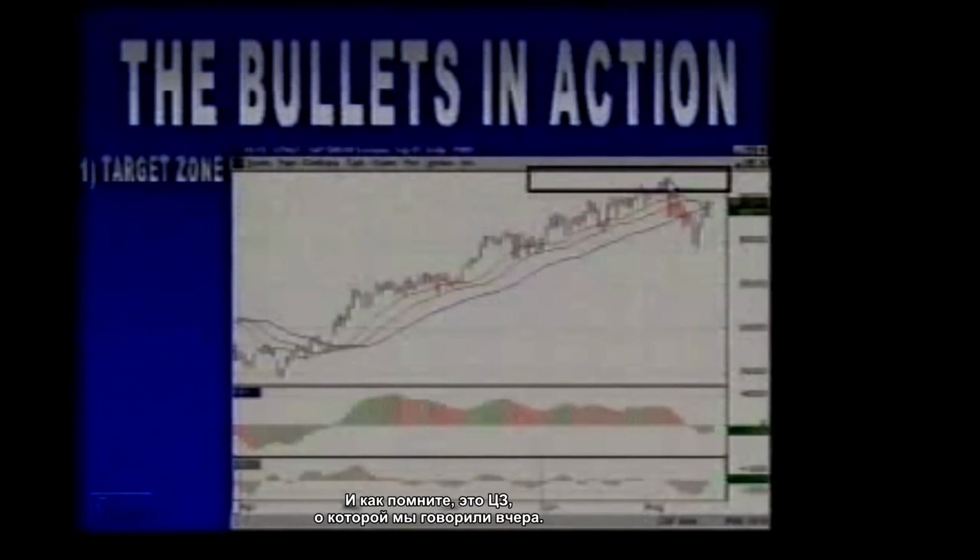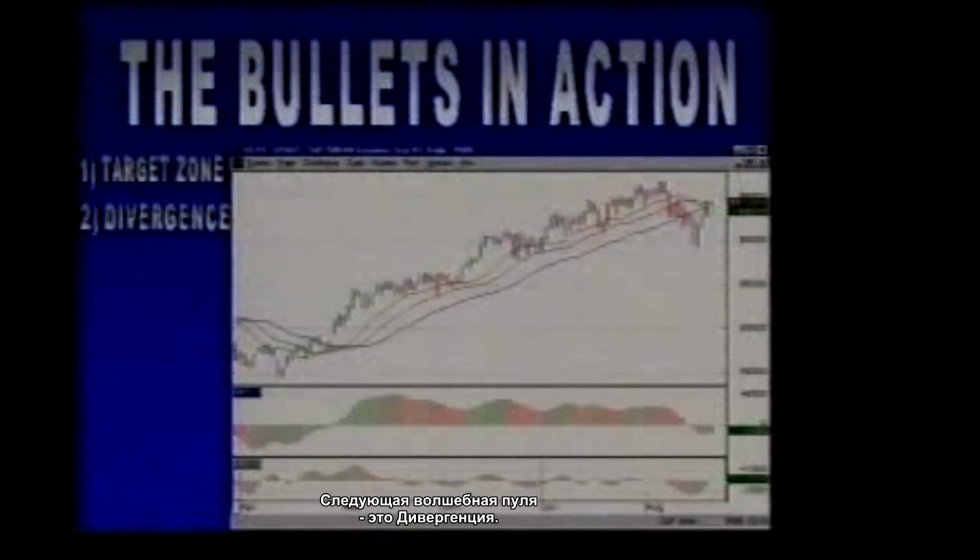And remember, that's the target zone we were talking about yesterday, where you take the price difference between the beginning of wave 1 and the end of wave 3, and then project that onto wave 4. So that's our first target zone. That's our first magic bullet, the target zone.